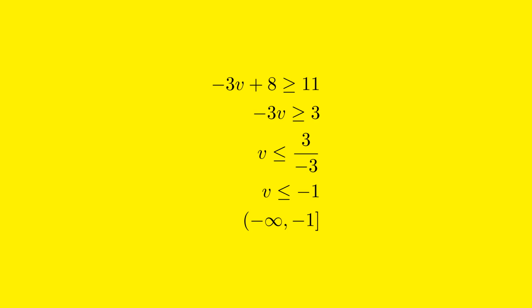V is less than or equal to 3 divided by -3. Simplify the division. V is less than or equal to -1. The inequality is now solved.